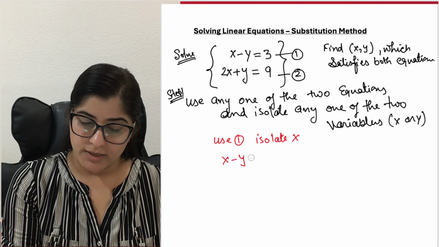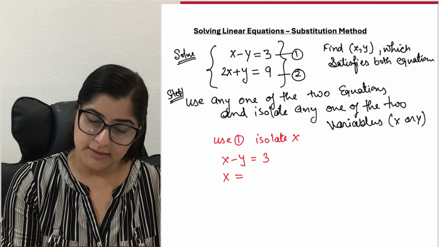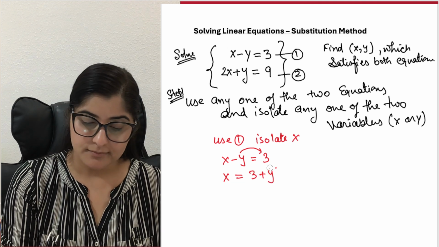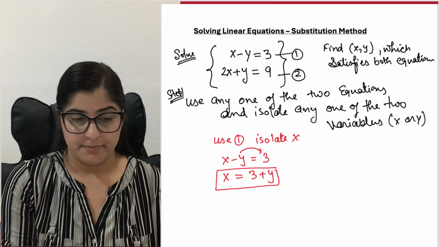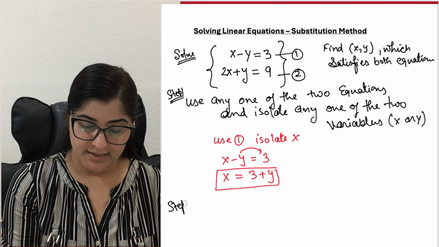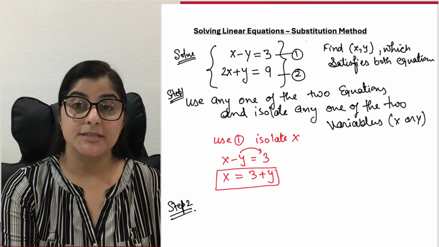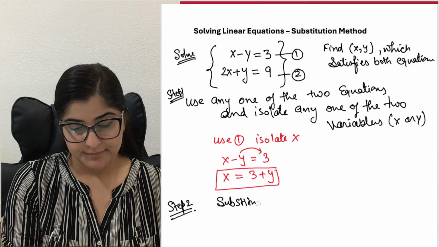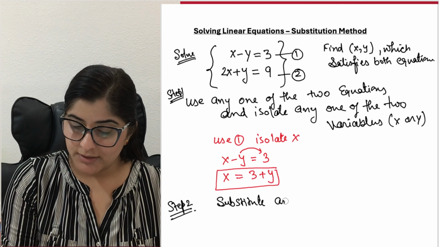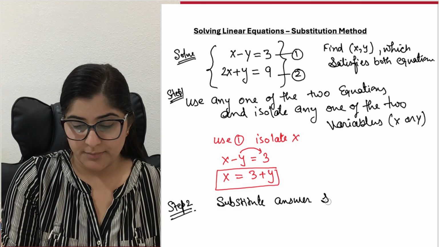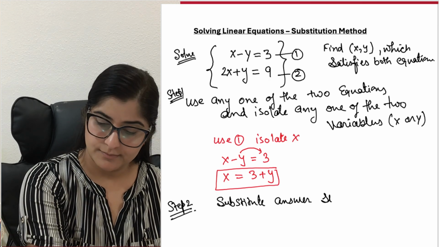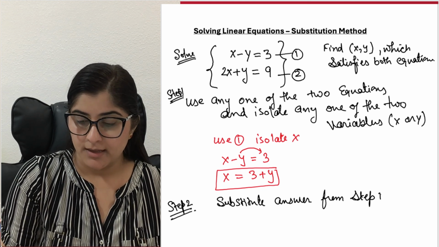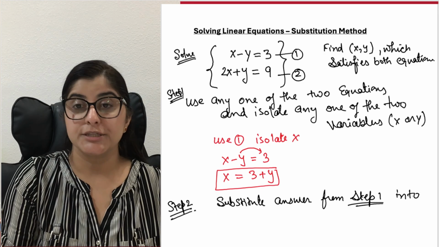So it is x minus y is equal to 3. So move all other terms to the other side so that we can isolate x. Move y to the other side. So we get this in the first step. Now step 2. From the name, substitution method, we have to substitute the answer from step 1 into the other equation that we haven't yet used.